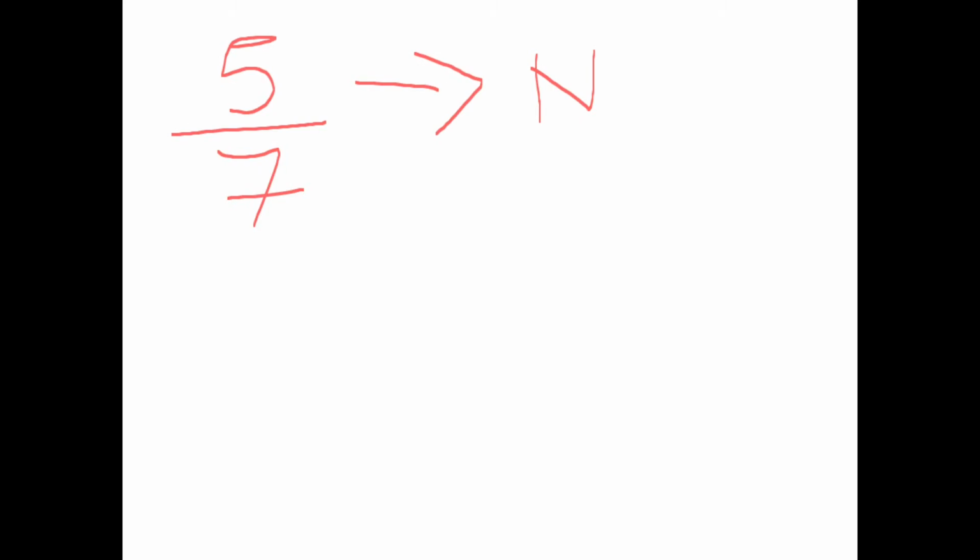Now let us take an easy question and try to represent that question on the number line. So our first question is 5 by 7. In this 5 by 7, it is a positive rational number, isn't it? And 5 is the numerator and 7 is the denominator, right?